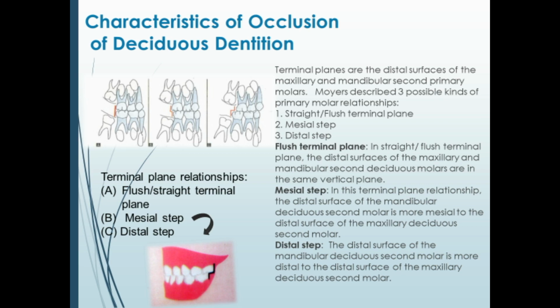Mesial step: in this terminal plane relationship, the distal surface of the mandibular deciduous second molar is more mesial to the distal surface of the maxillary deciduous second molar. Distal step: here, the distal surface of the mandibular deciduous second molar is more distal to the distal surface of the maxillary deciduous second molar. In other words, the maxillary second deciduous molar is ahead of the mandibular second deciduous molar.